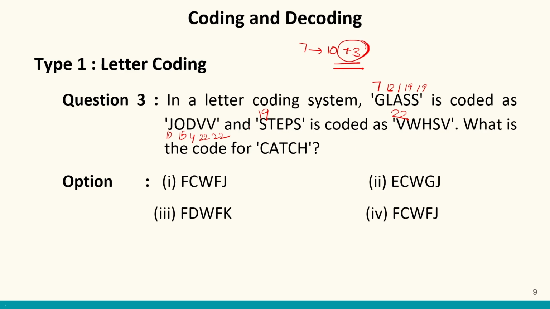So we'll do the same thing for CATCH. C is coded as 3, A is 1, T is 20, C is 3 and H is 8. So we have to find plus 3 codes, that is 6, 4, 23, 6 and for 8 also we have to move 3 positions forward. That will give us 11. So at 6 we have F, at 4 D, at 23 we have W, at 6 we have F and at 11 we have K. So our code will be FDWFK, which is option number 3. So option number 3 will be your answer.